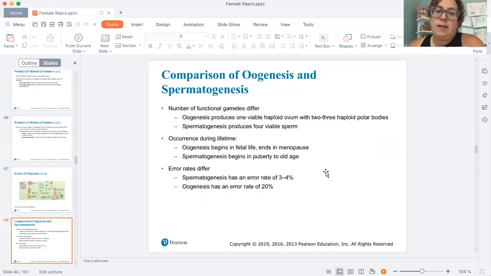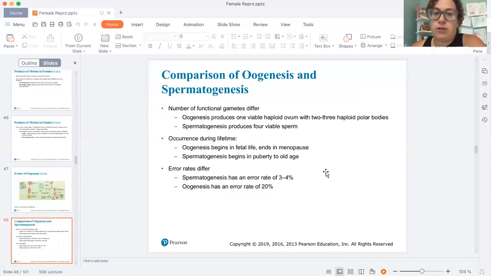Okay. So as I said, gametes always, in the end, we have a haploid ovum. So in oogenesis, we have one viable haploid ovum or one haploid egg and 2 to 3 haploid polar bodies. In spermatogenesis, we have 4 viable sperm. And why does this happen? Because sperm can die really quickly on their route to the egg. And that's why they need as many chances as they can for procreation.